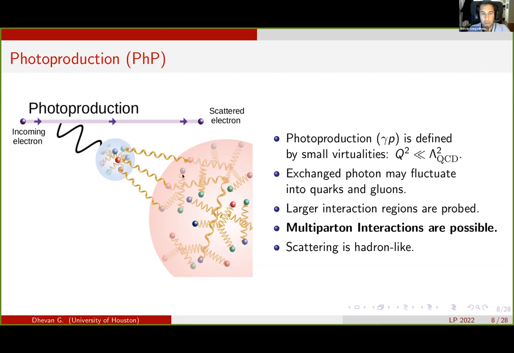In this case in particular, you have the possibility of multi-parton interactions, MPI. Here I drew three scatters, three gluon exchanges, so it would be a case of 3 MPI in this one event. And that's another thing we want to look for.